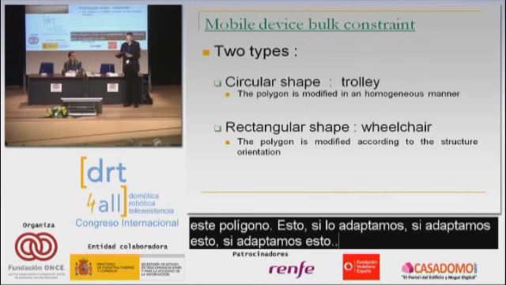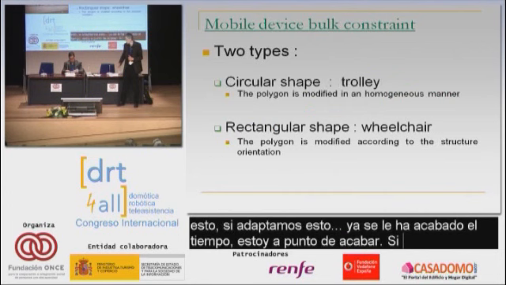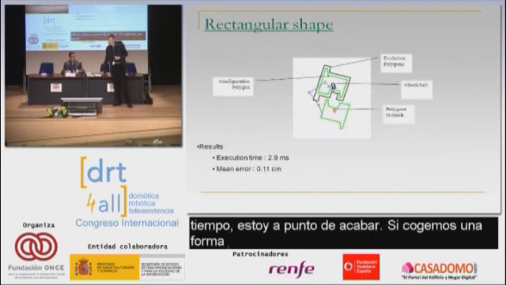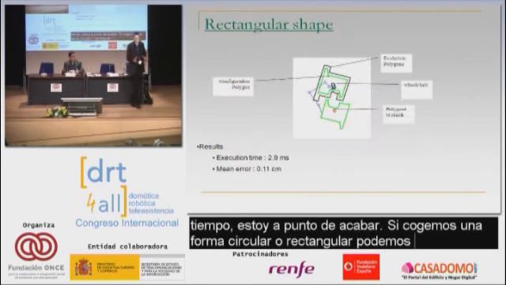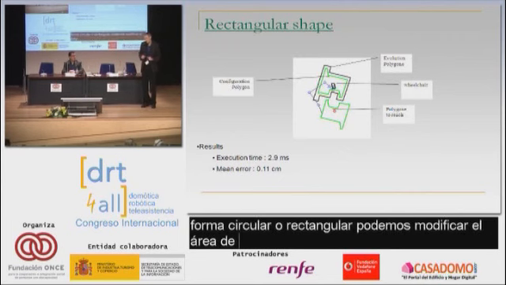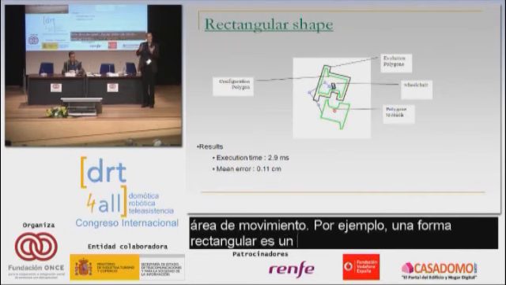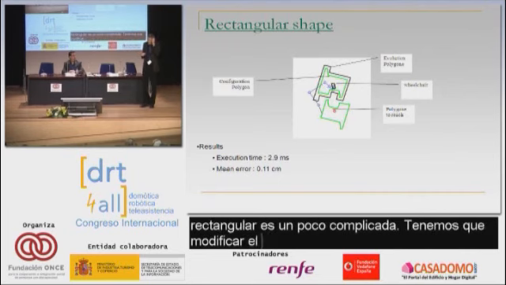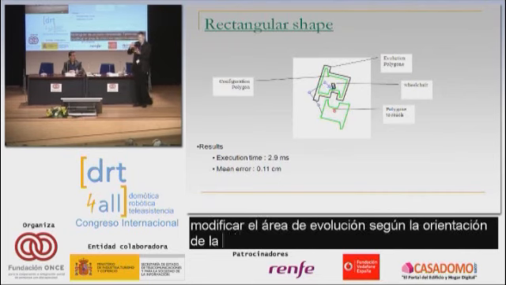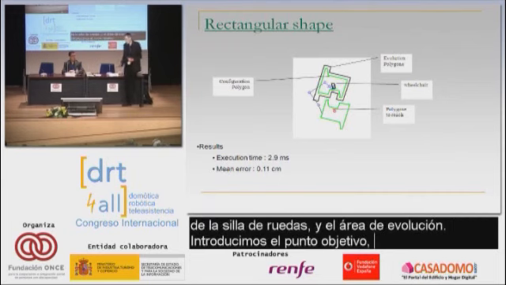If we consider a circular and a rectangular shape, we must modify the evolution area. For example, a rectangular shape is a bit complicated. We must modify the evolution area according to the orientation of the wheelchair. The evolution area we put on the goal point depends on the orientation of the wheelchair.